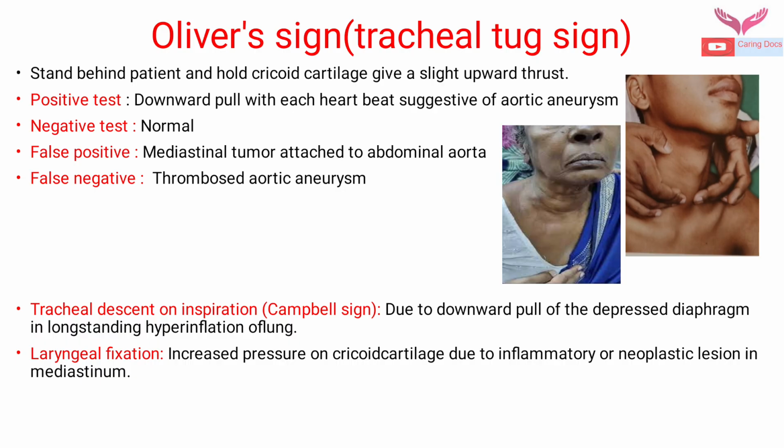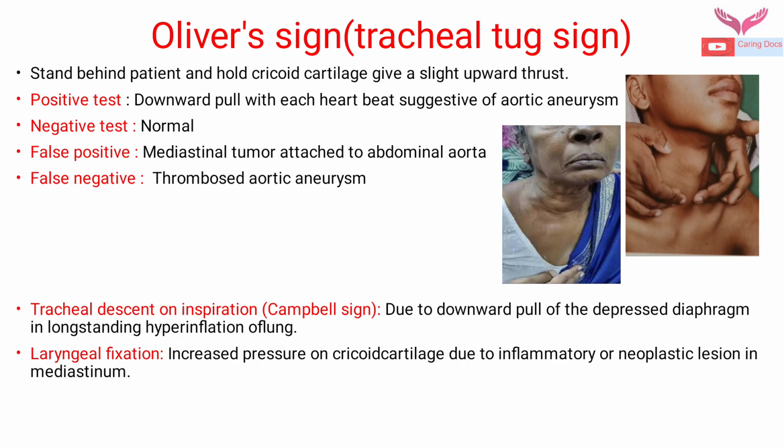Oliver sign or tracheal tug sign. Here we stand behind the patient and hold the cricoid cartilage and give a slight upward thrust. The positive test is indicated by downward pull with each heartbeat, and it is suggestive of aortic aneurysm. Negative test is normal. False positive is seen in mediastinal tumor attached to the aorta, and false negative is seen in thrombosed aortic aneurysm.